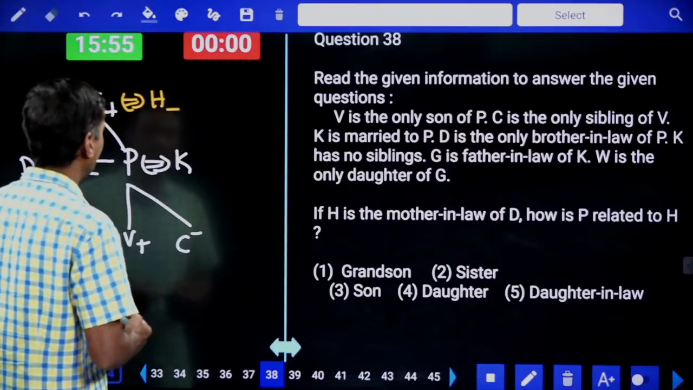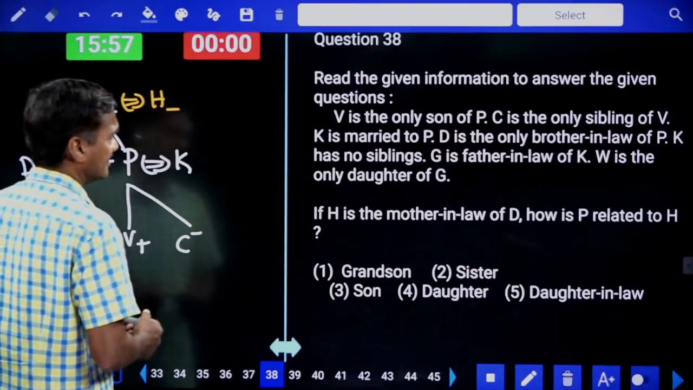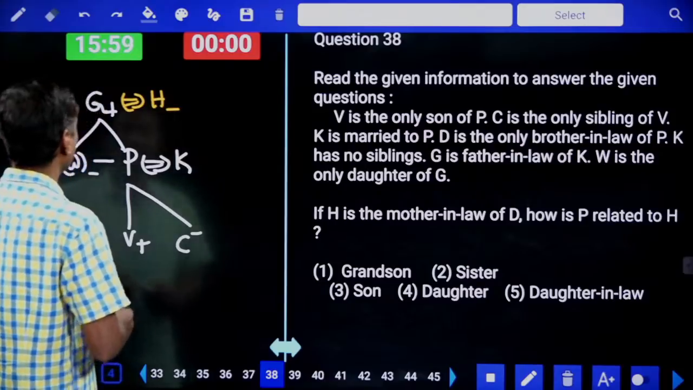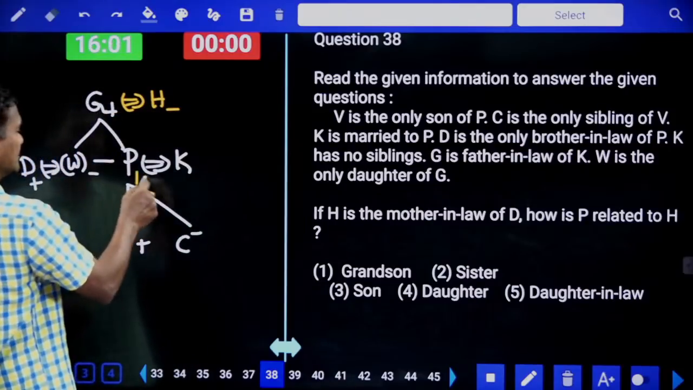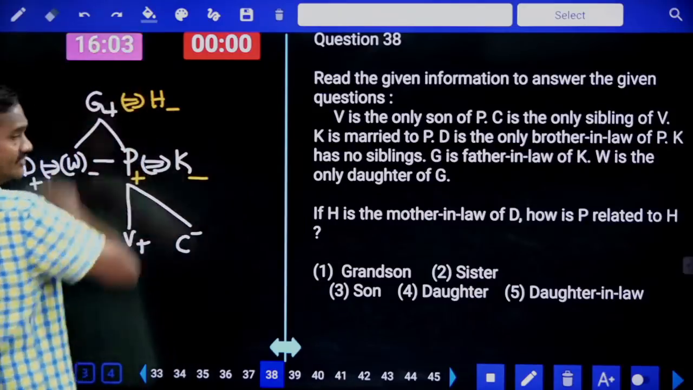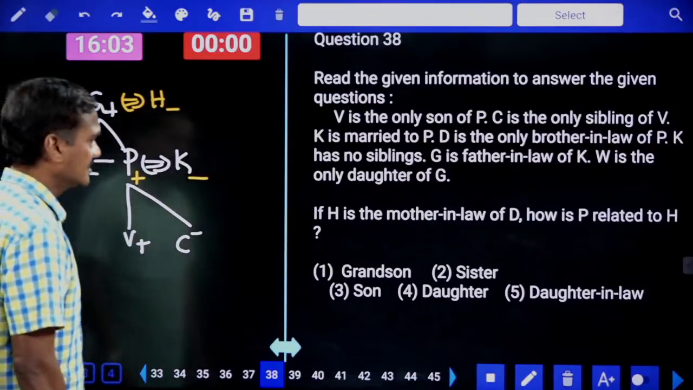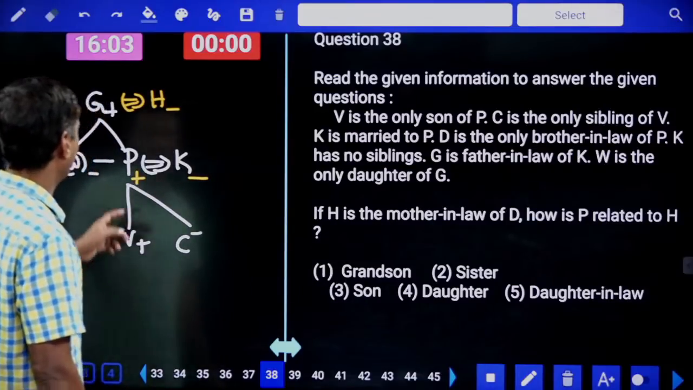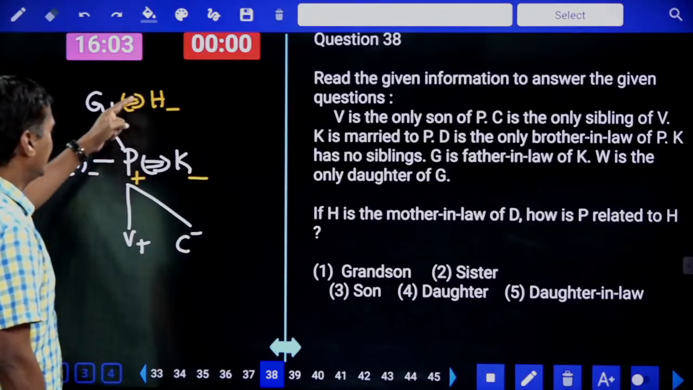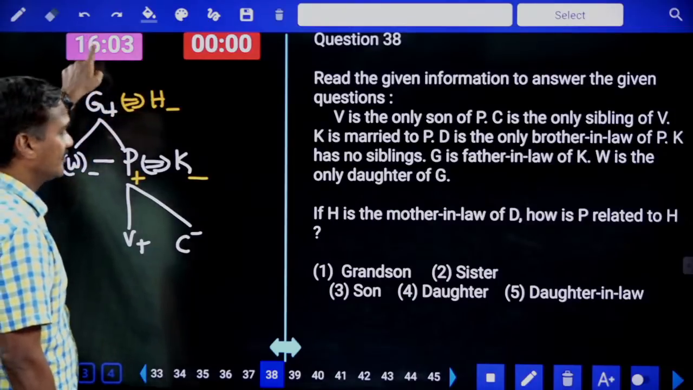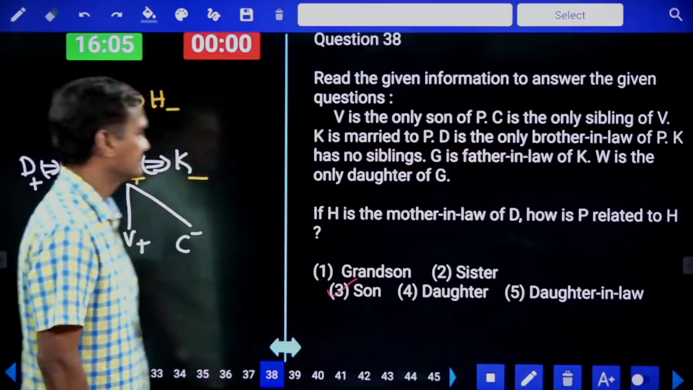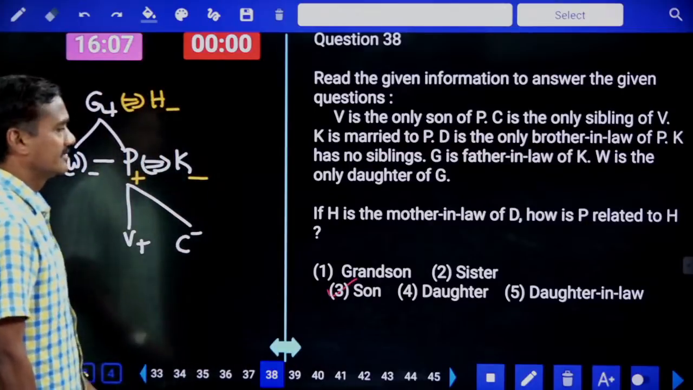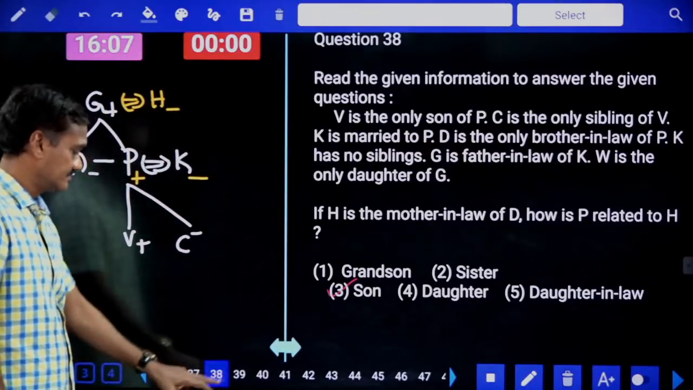And G is the father-in-law of K and at the same time W is the only daughter of Z. As W is the only daughter, hence obviously P must be a male, hence K is a female. Then in this case, how is P related to H? P is the son of H, that is given in choice 3. Clear now? Now question number 38, it is choice 3.